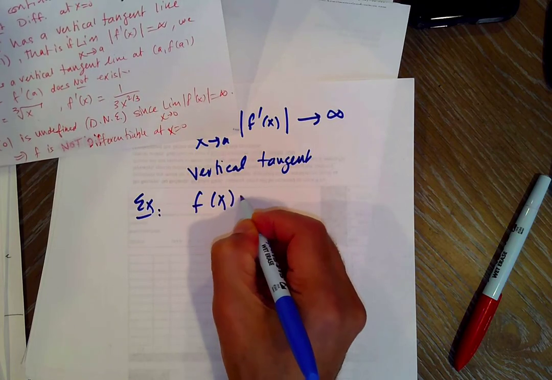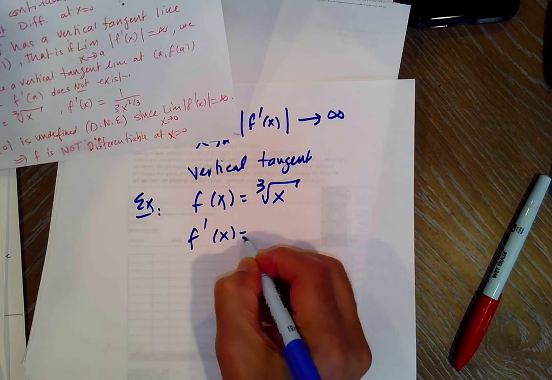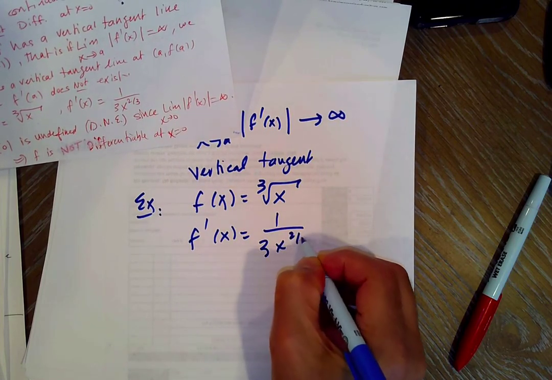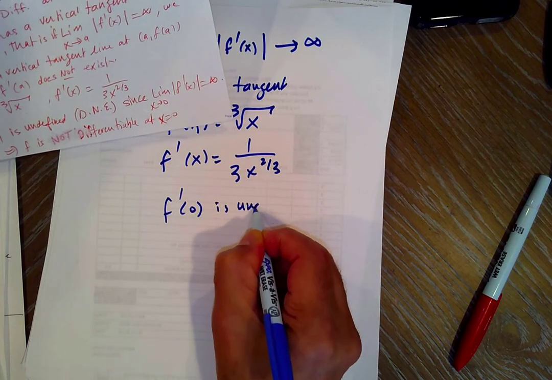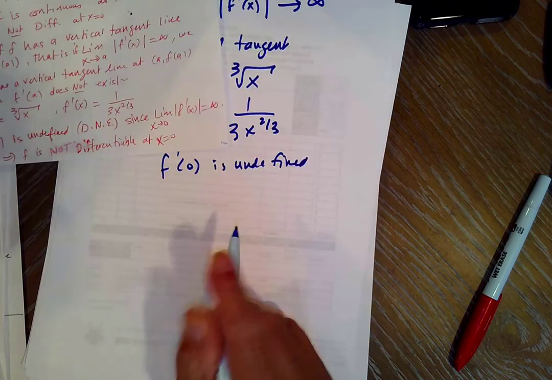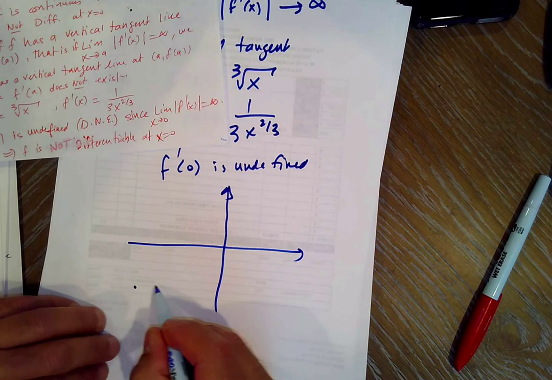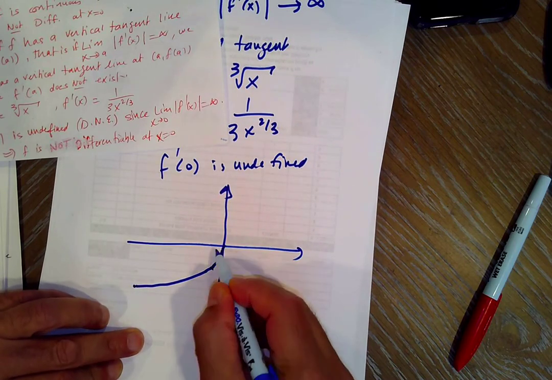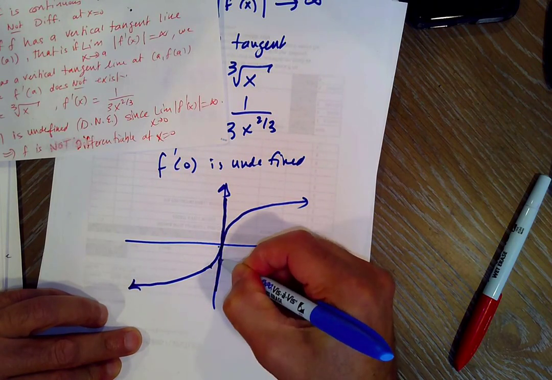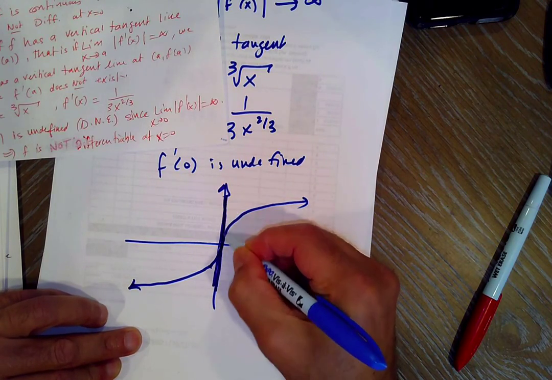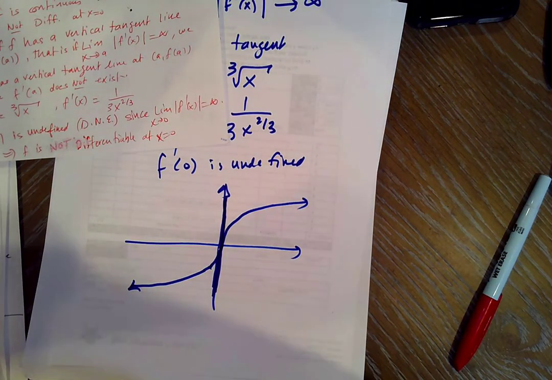F of x equals cube root of x. When we find its derivative, it's going to be this. And at 0, you can see it is undefined. If you draw the graph, you can put it in your grapher, you can see from the graph, if you draw a tangent, it's going to be the y-axis, which is a vertical tangent line, which has no derivative. So the function will not have a derivative if it's discontinuous at the point.